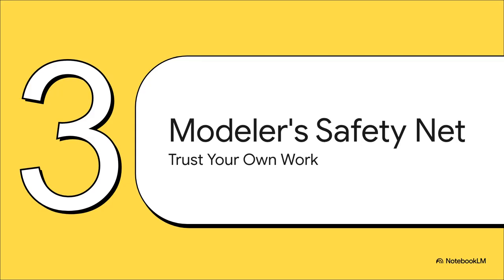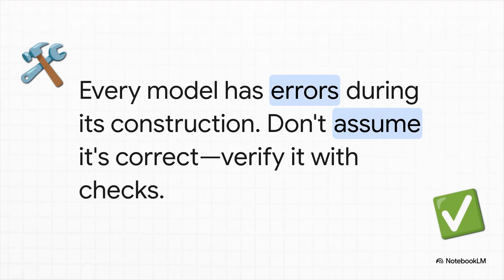All right, let's move on to our third section, the modeler's safety net. This is all about that final, absolutely critical step of checking your work, a step that you'll see a lot of beginners skip. And that brings us to mistake number 5. Here's a little secret every pro modeler knows. You will make mistakes while you're building. Everybody does. So the real mistake isn't making an error. It's assuming your work is perfect and not building in checks to prove it.